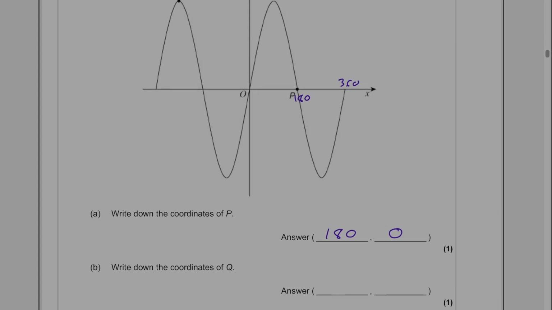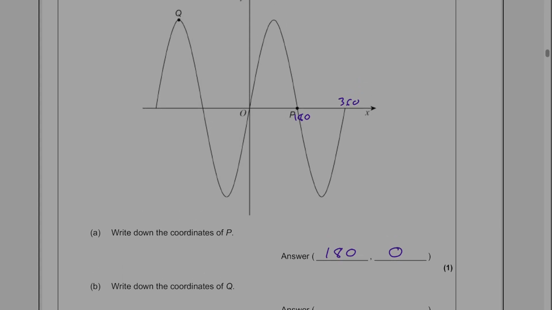Write down the coordinates of Q. Okay, so Q, the peak, so the sine curve oscillates between 1 and -1. So my y coordinate is going to be -1. My x coordinate, I know that that would be minus 180, and I know that that would be minus 360, and that's halfway in between, so that's going to be minus 270. And that was a 1, not a -1. So minus 270, 1.